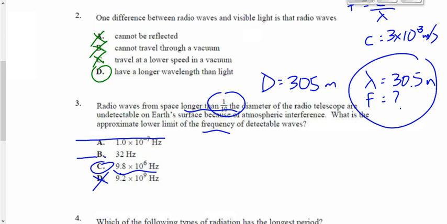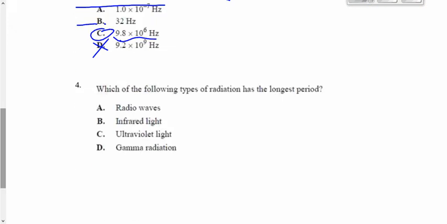4. Which of the following types of radiation has the longest period? I don't know. Figure it out. If we want a big T, then we need a small f because it's on the bottom, right? Which one has the smallest frequency? Radio waves.